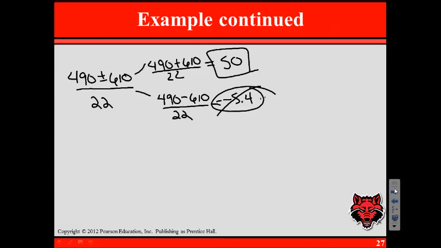And if you remember the drawing at the very beginning, x was the first speed, x plus 10 was the second speed. So we need to add 10 to our original speed, and we'll get 60 for x plus 10.